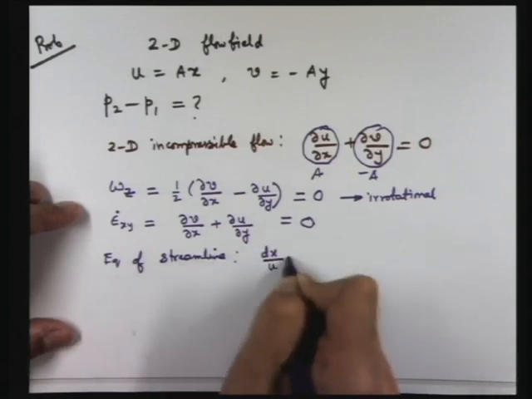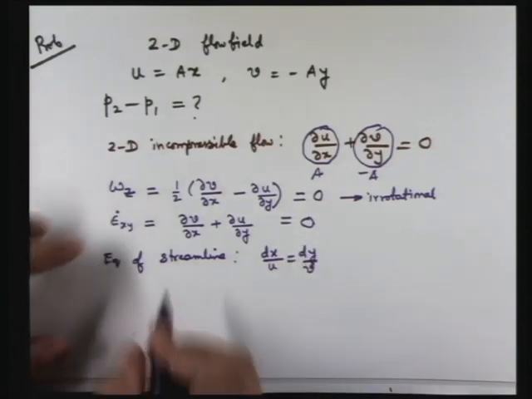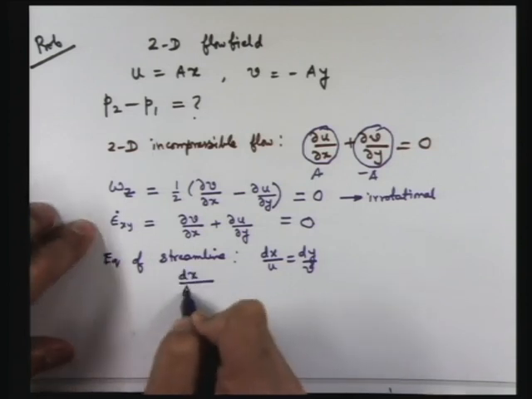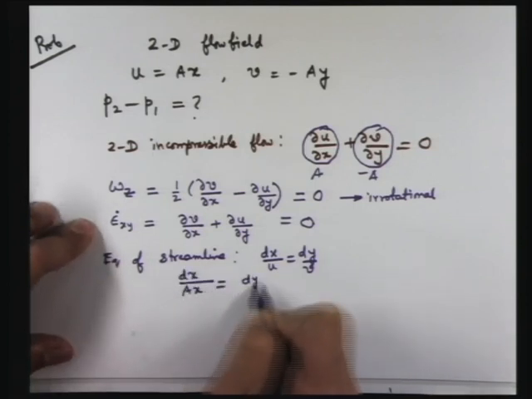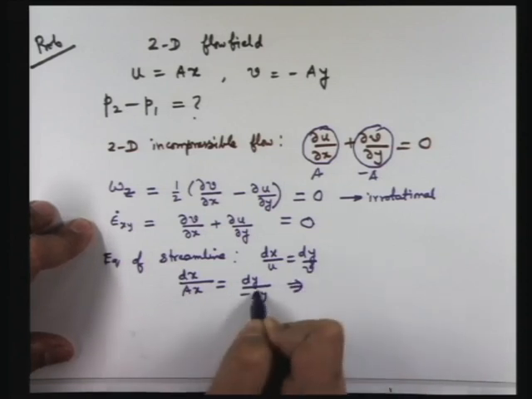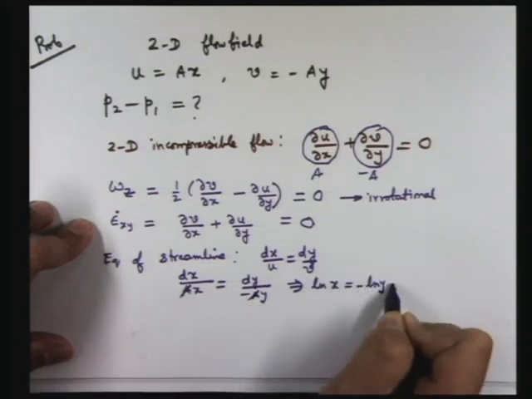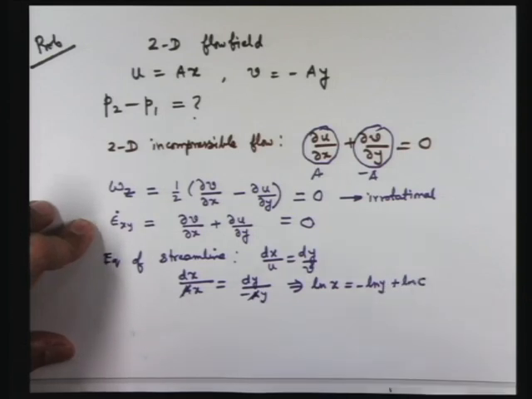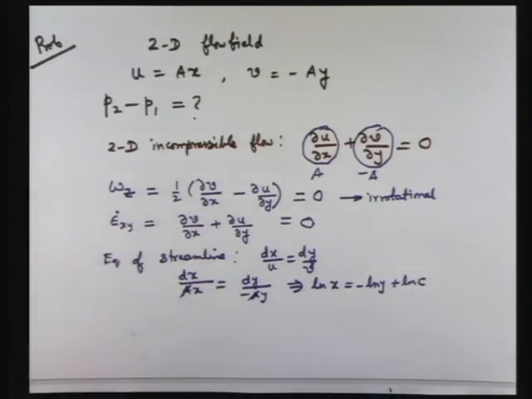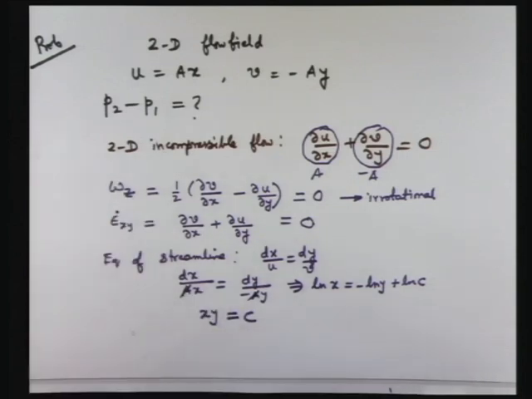dx by u is equal to dy by v. This is the equation of the streamline. So dx by ax is equal to dy by minus ay. That means you can cancel a and integrate: ln x is equal to minus ln y plus a constant of integration which we call ln c. That means the equation of the streamline is xy equal to c, which is what? A rectangular hyperbola. So let us try to sketch the streamline.